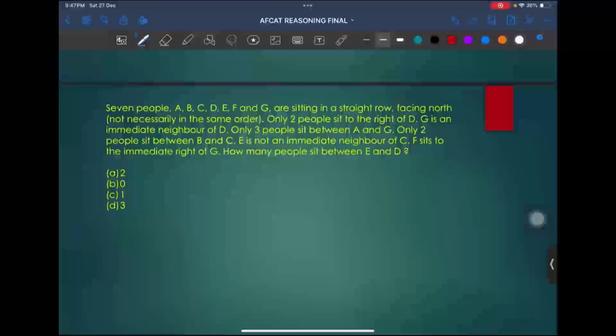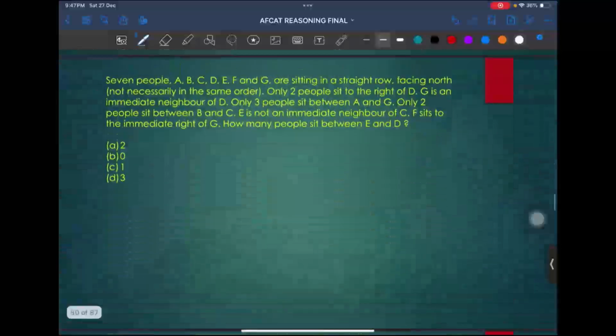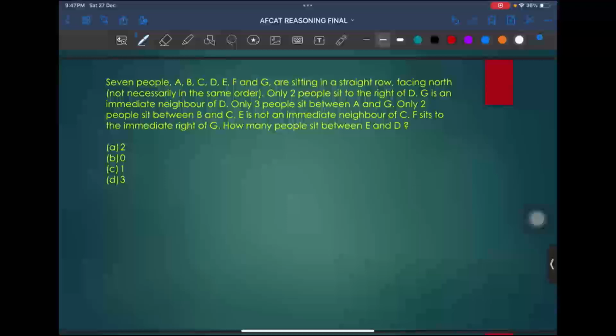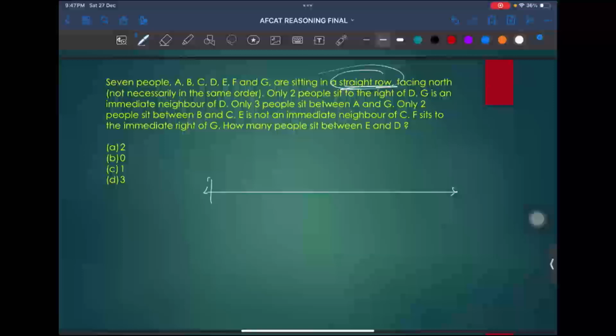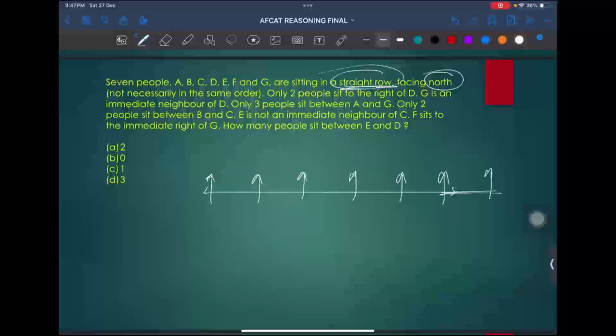So the second question is, I hope you guys understood this question. 7 people, and this is in a straight row. Straight row in the sense single line. Okay, how many people are there? 7 people, facing towards north. 1, 2, 3, 4, 5, 6, 7. Okay, there are A, B, C, D, E, F, G, not in the same order.